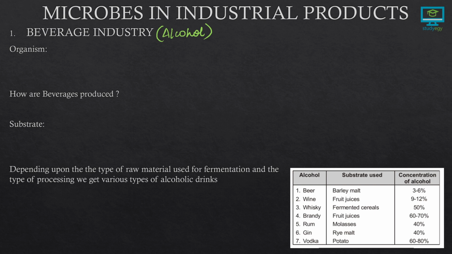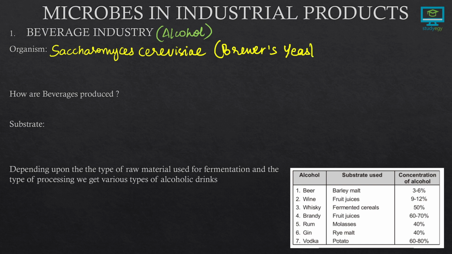The organism which we use is again called Saccharomyces cerevisiae. In this case it is called brewer's yeast, or you can also call it baker's yeast. Both are one and the same. So we use fermenters, which are large vessels used to ferment alcoholic beverages on an industrial scale. Large tank.